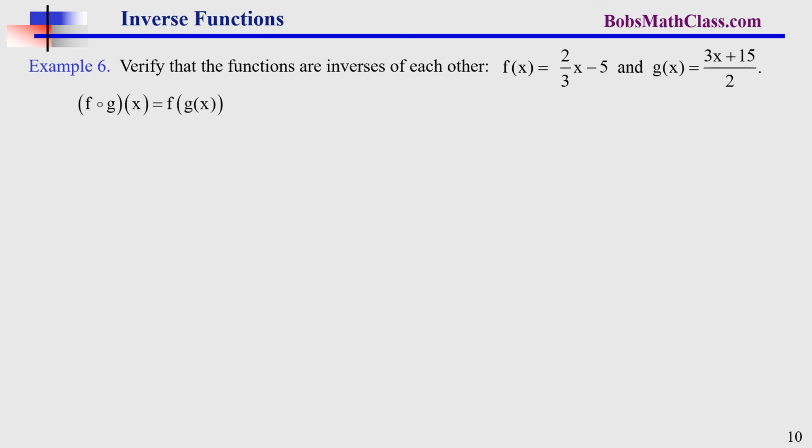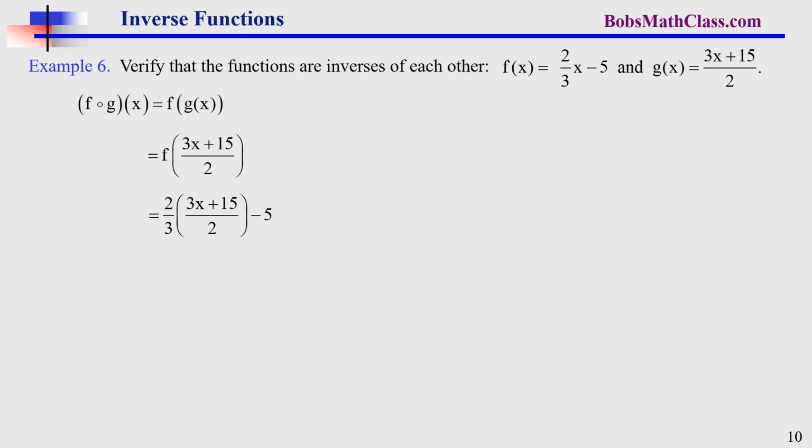All right, f of g of x first. Replace the inner function with what it's equal to. So replace g of x with 3x plus 15 all over 2. Now go to the f function, and everywhere you see an x, replace it with 3x plus 15 over 2. So 2/3 times 3x plus 15 over 2 minus 5.